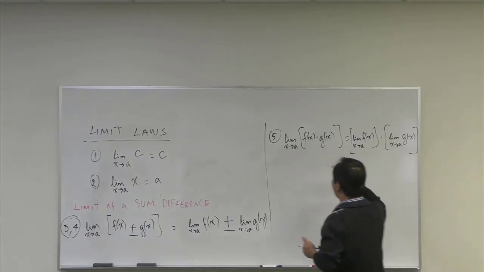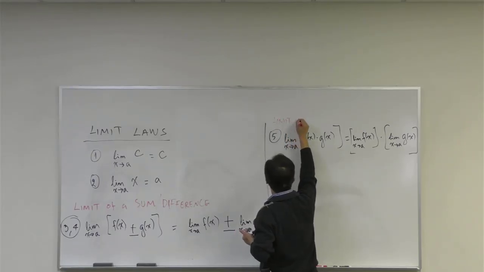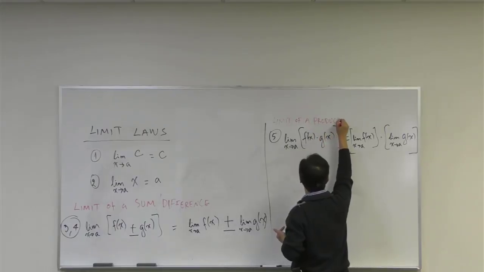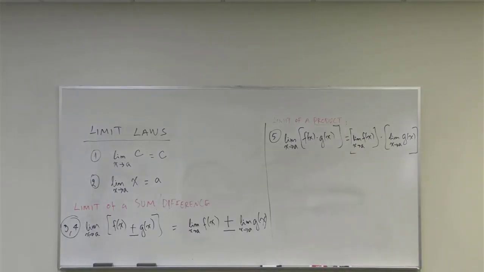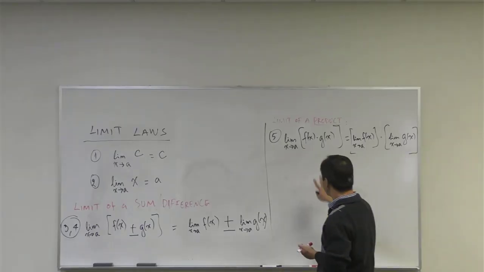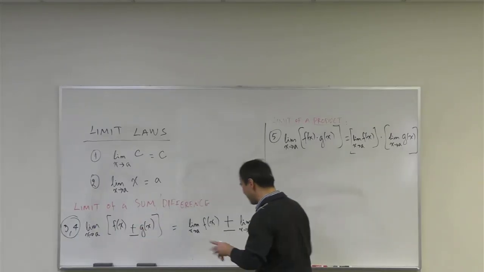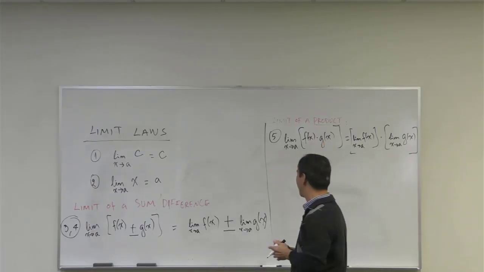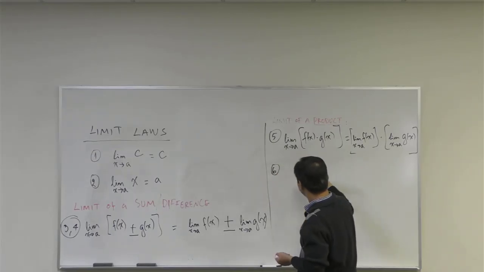This law we refer to as the limit of a product. Cover the limit of the sum, the limit of the difference, and now we're looking at the limit of the product. Then number 6 right here. If you have addition, you can have subtraction. So think about it: if you have a law for a product, you eventually have to have a law for a quotient, a division problem. So number 6 right here.